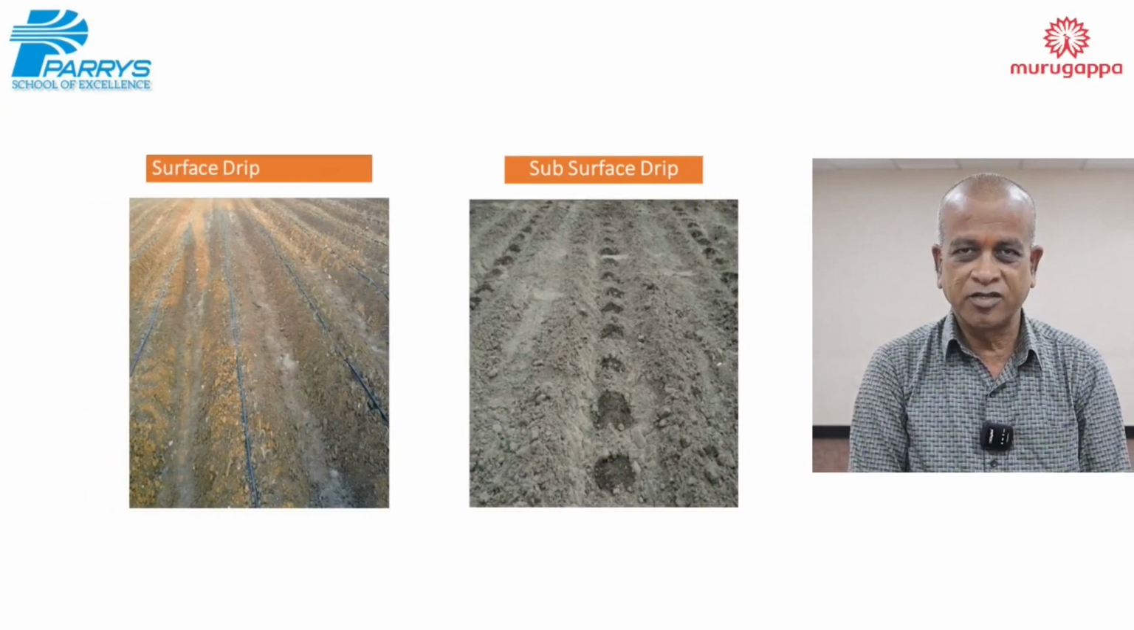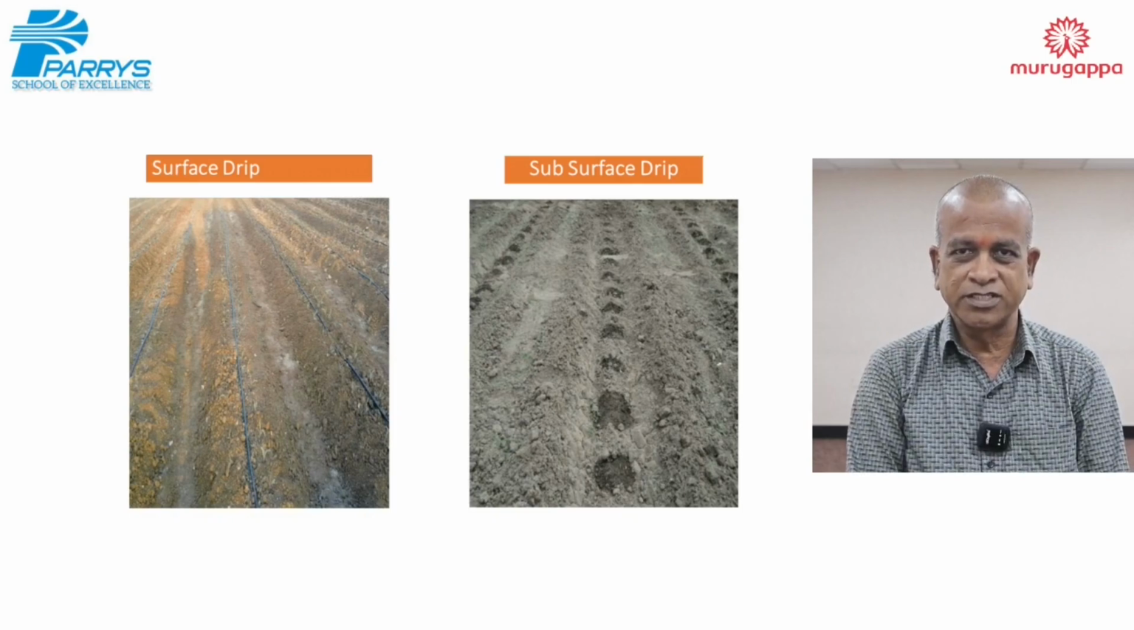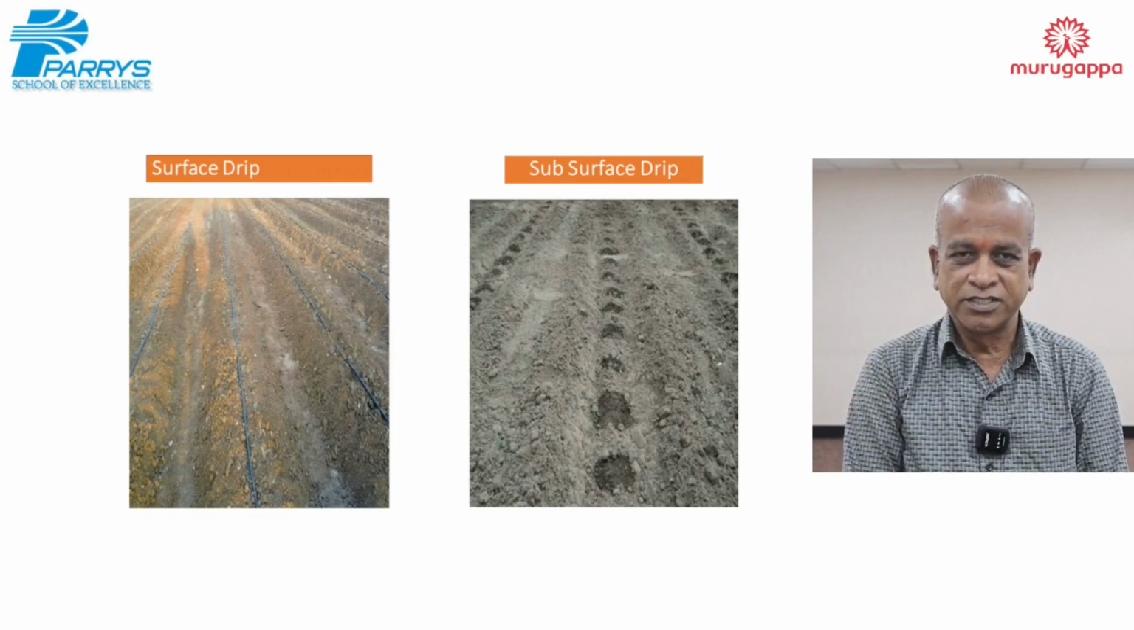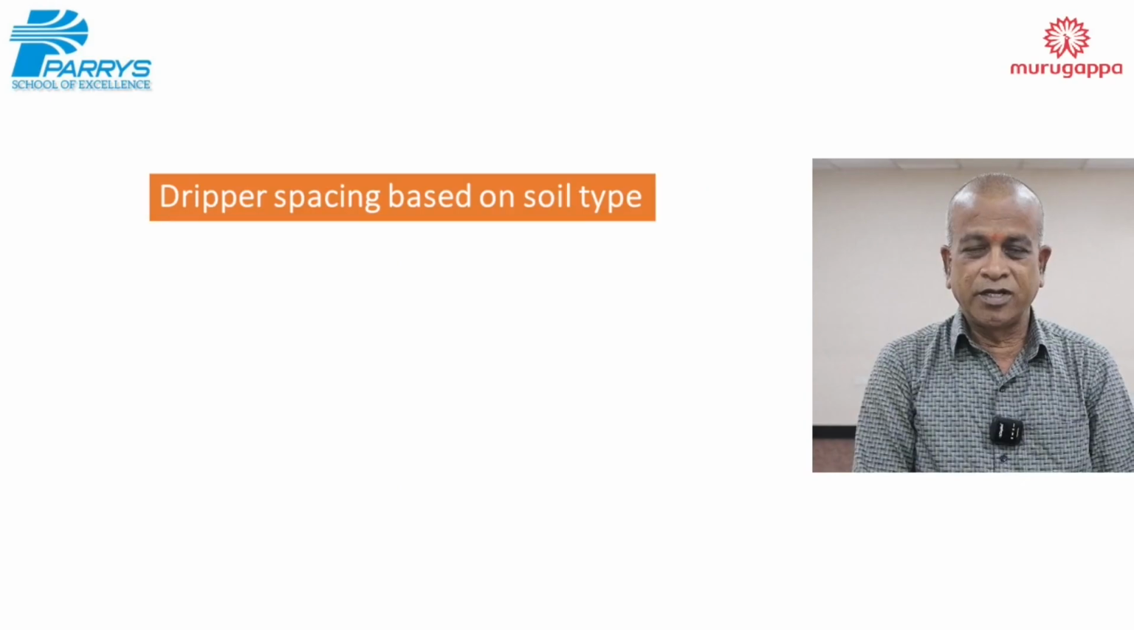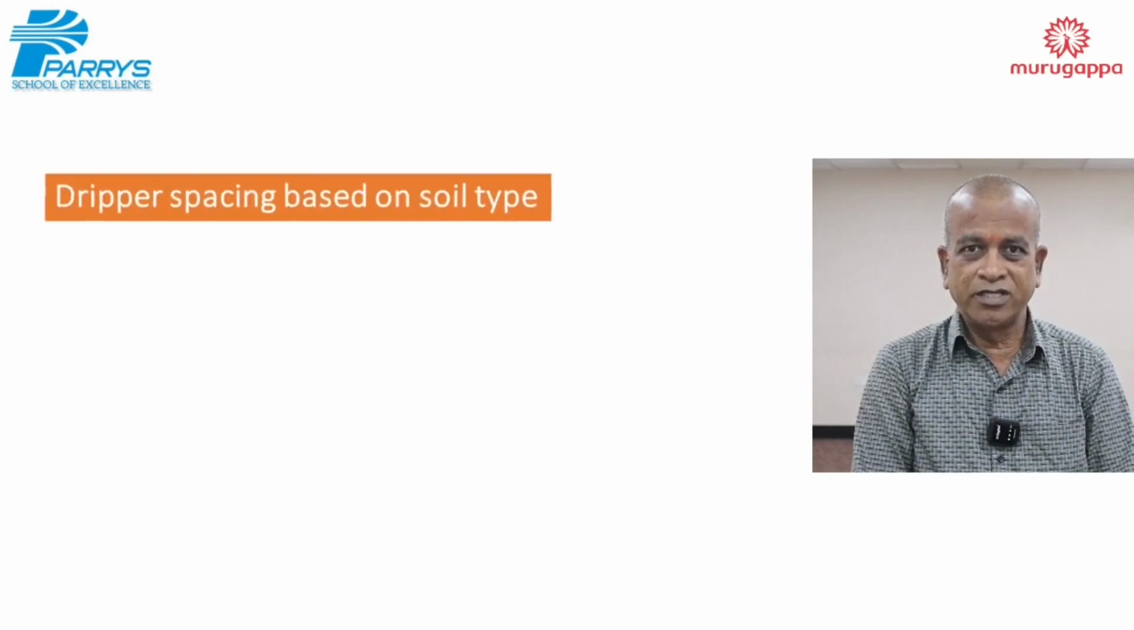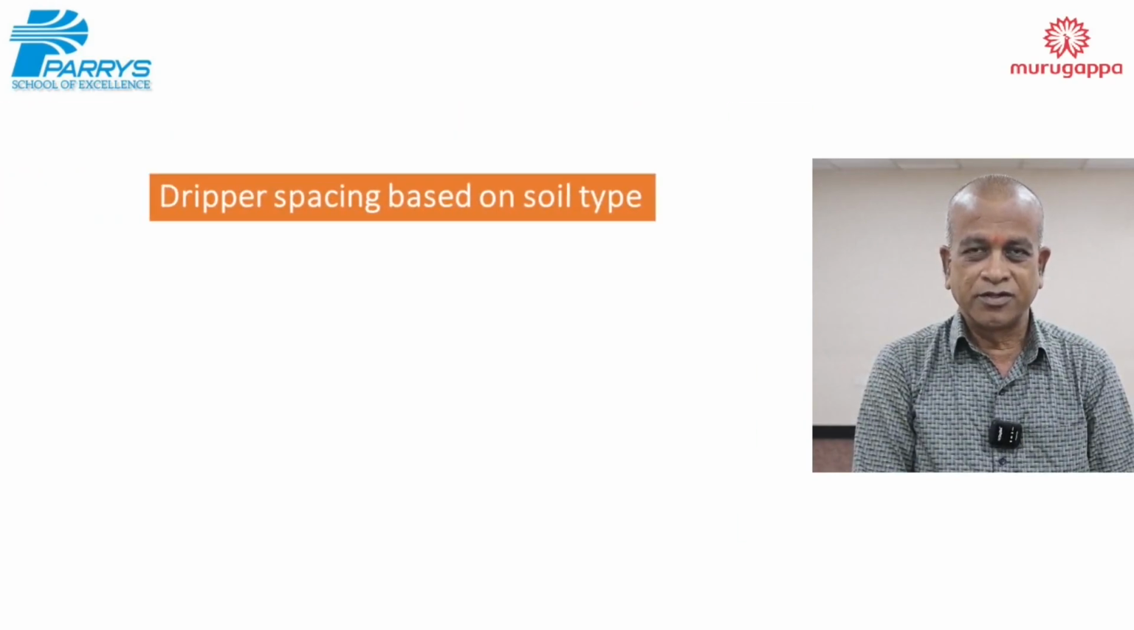In the surface method, it is laid at the top of the ridges, whereas in subsurface it is laid underground, below the soil level, say between 10 to 15 centimeter. In any lateral system, drippers are laid for emitting the water.